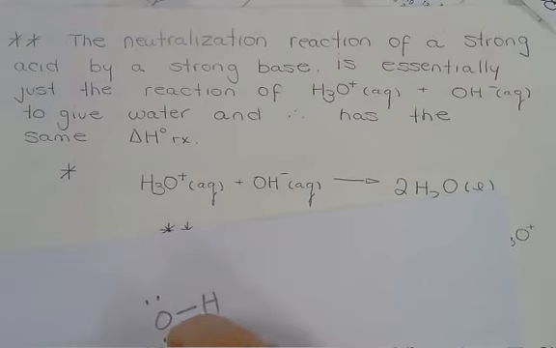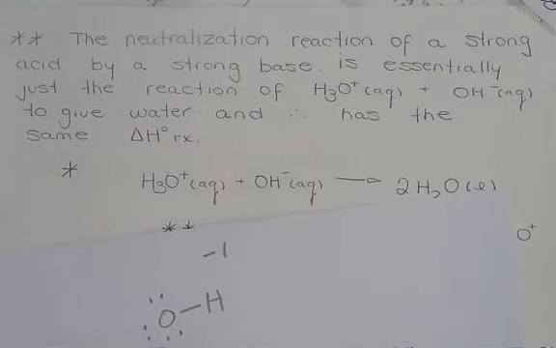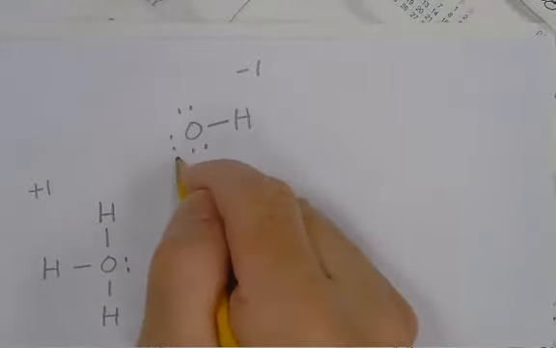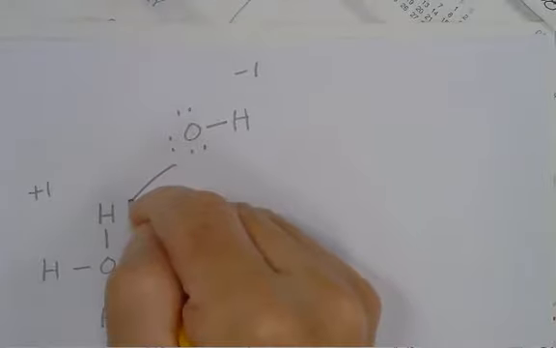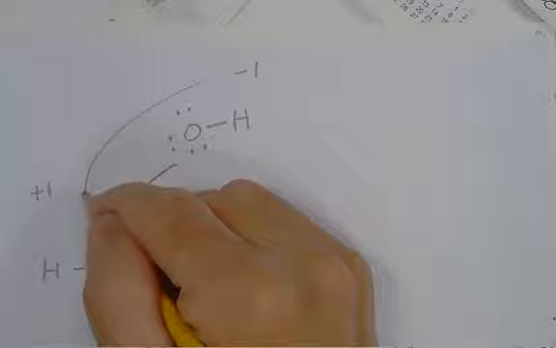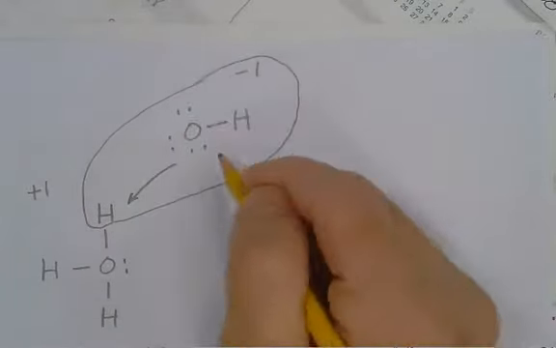This is all happening in water, right? This guy's got a -1. This guy's got a +1. So if these two get together, let me just move it up a little bit. Okay, these two get together. Let's say the hydroxide ion approaches this hydrogen, smashes into it, takes it away, yanks it off. What does that leave behind?